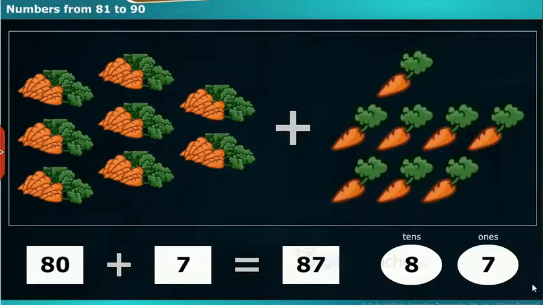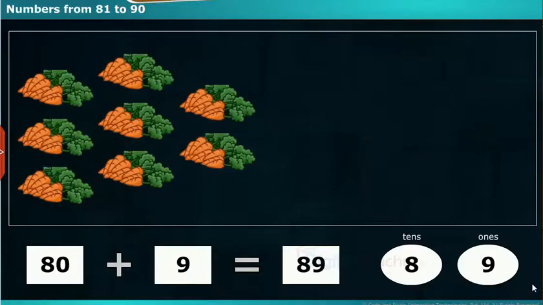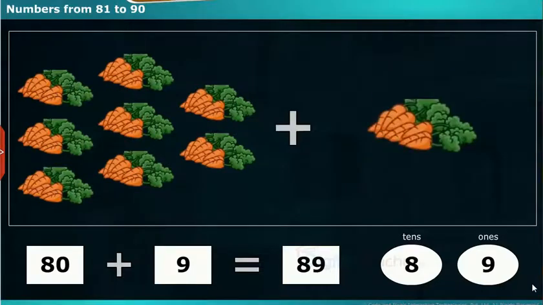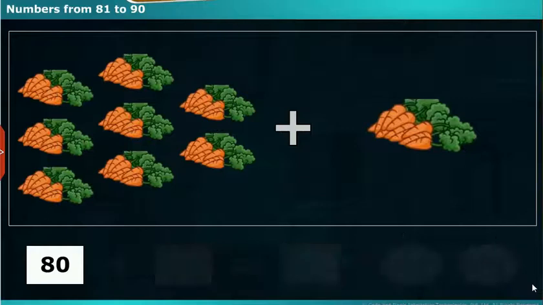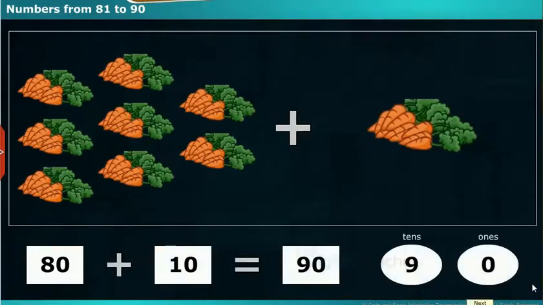One more carrot has grown on day 8. So, 80 plus 8 is equal to 88. Total is equal to 88 carrots. One more carrot has grown on day 9. So, 80 plus 9 is equal to 89. Total is equal to 89 carrots. One more carrot has grown on day 10. So, 80 plus 10 is equal to 90. Total is equal to 90 carrots.